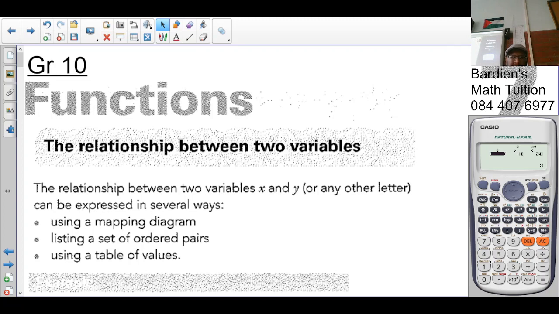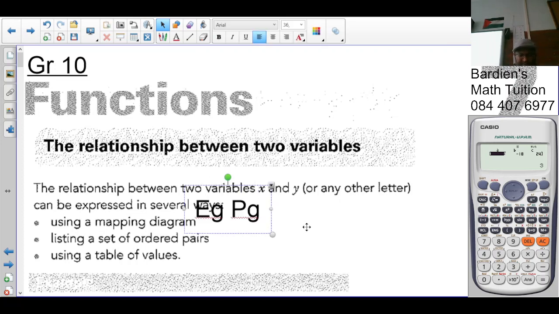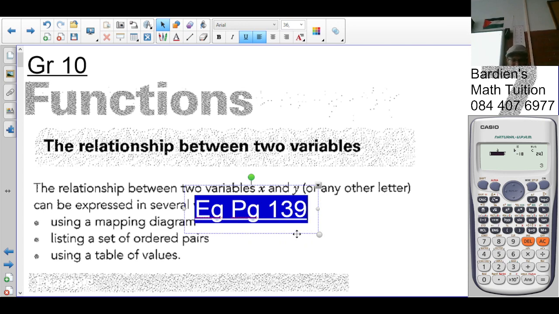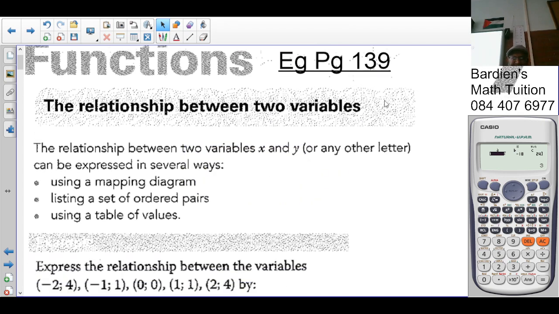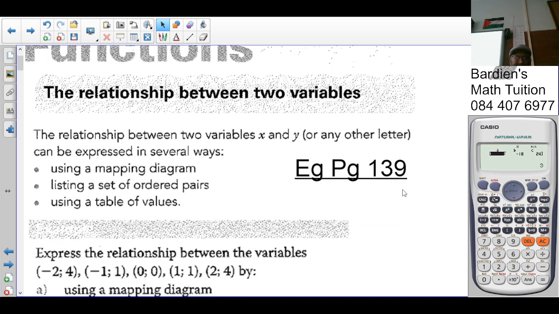So at this point we're looking at functions. We are told the function is a relationship between two variables. We're looking at the explanation on page 139. What page is this on? 139. We're reading from the explanation with examples on page 139. So let me know if the page number changes, okay? You're looking at chapter 7 now.